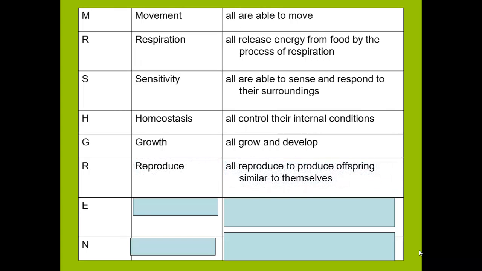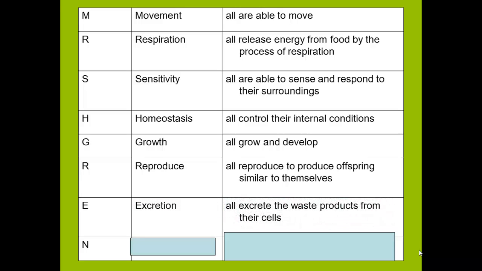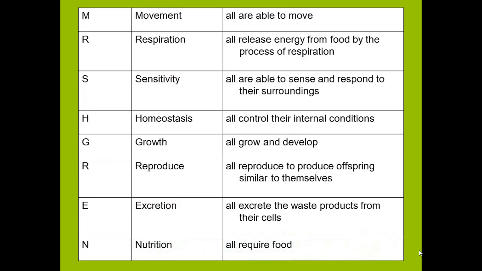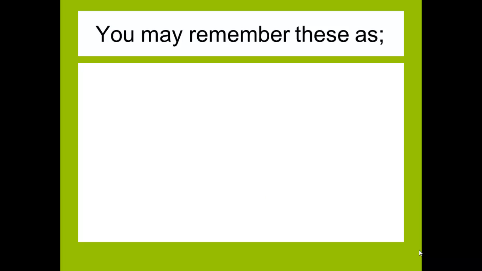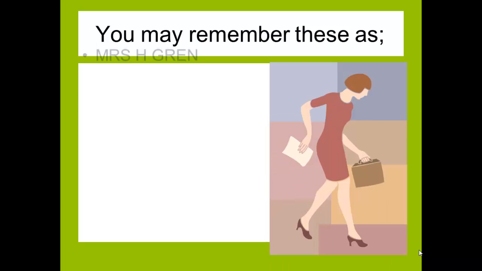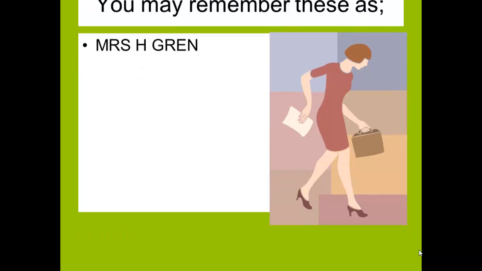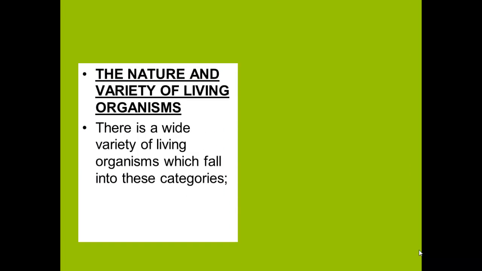Reproduction. All reproduce to produce offspring which are similar to themselves. Excretion. All excrete waste products from their cells. Nutrition. All require food. Well, so far, so straightforward. And you can remember these as, who is this lady here? She is Mrs. H. Gren. Well, that is an acronym for those life functions. So, that is what life is.